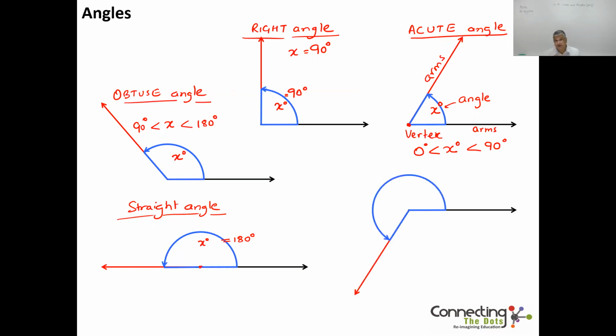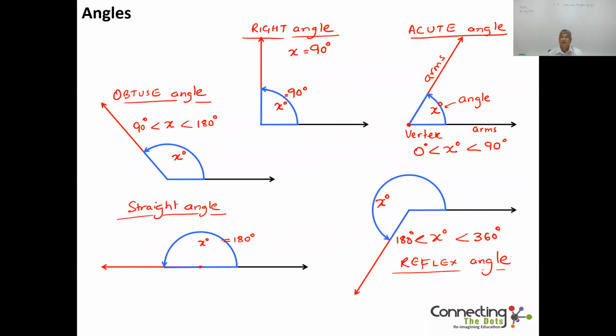So if this is an x degree angle, then x is more than 180 degrees and less than 360 degrees, then it is called a reflex angle.